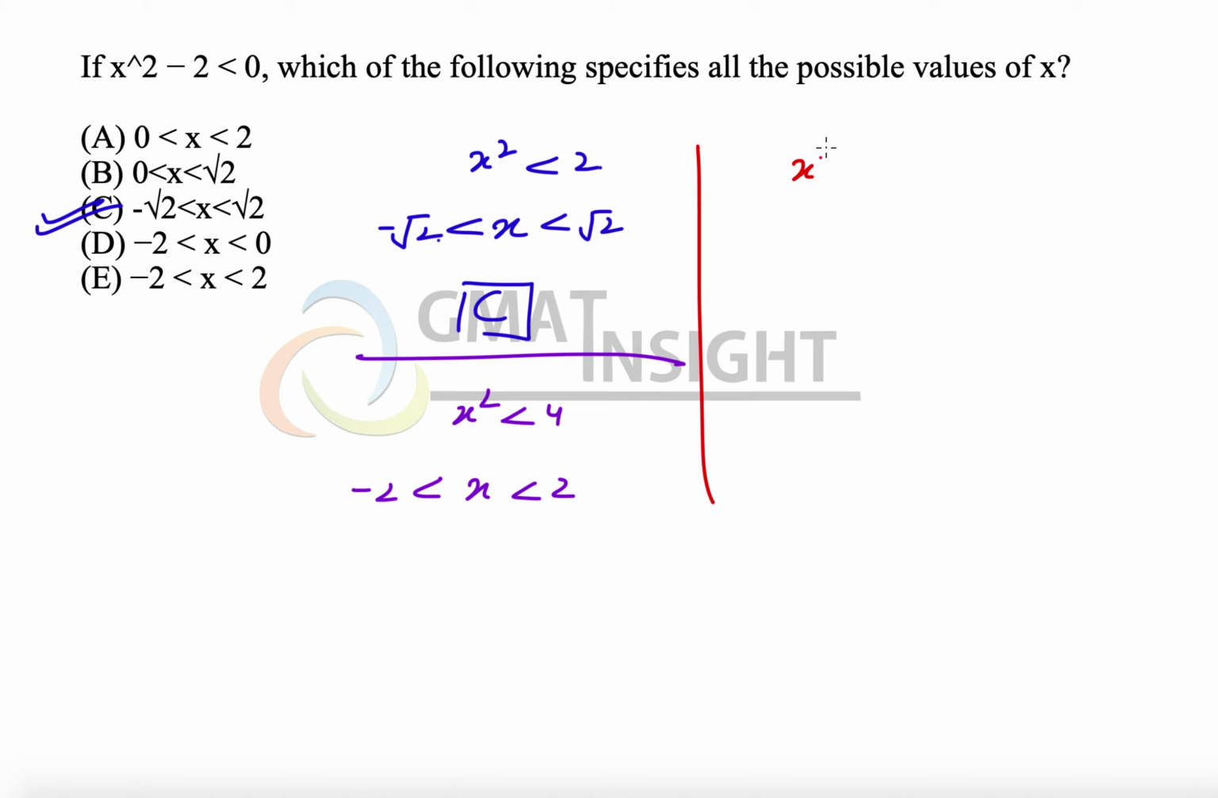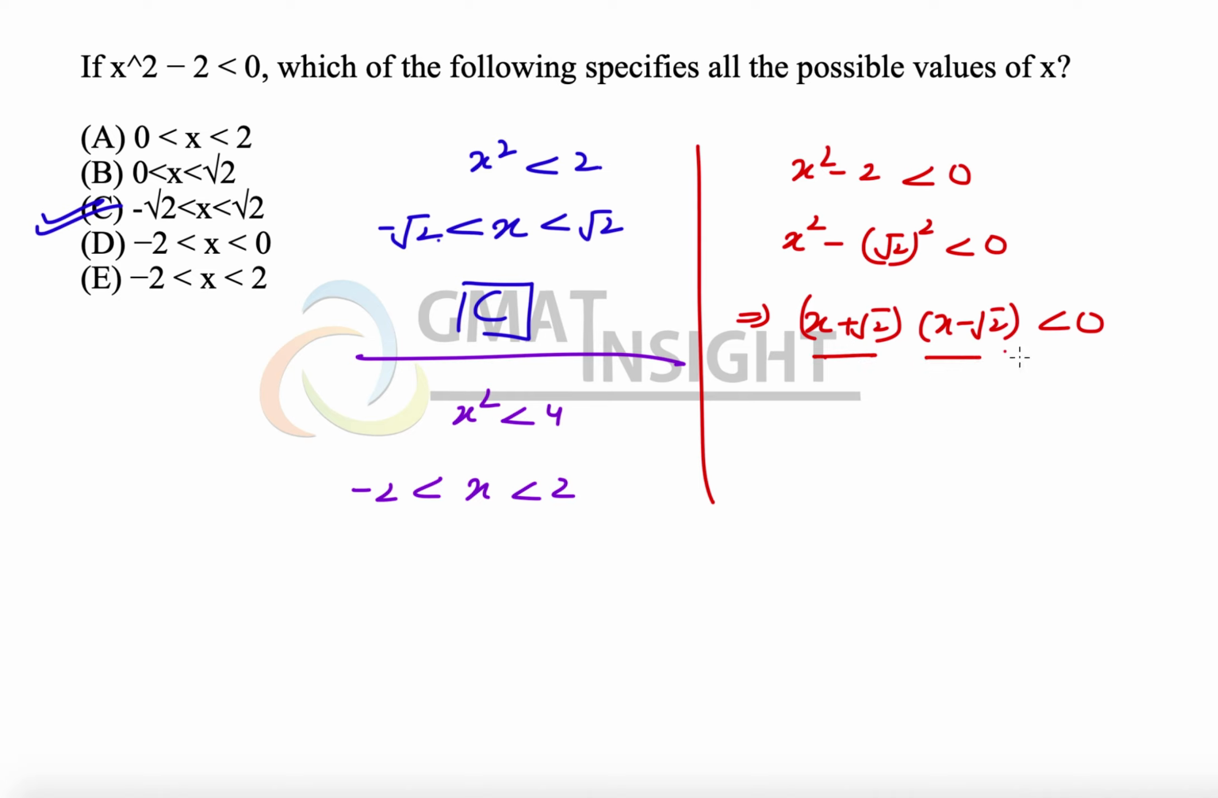You simply do that x square minus 2 is less than 0, and you write x square minus square root of 2 squared is less than 0. Now you can apply the property of a square minus b square. That means x plus square root of 2 multiplied by x minus square root of 2 is less than 0. For this result to be less than 0, because we are multiplying two things and their product is negative, that means one of them should be positive and one of them should be negative.